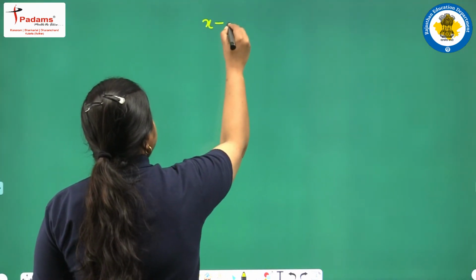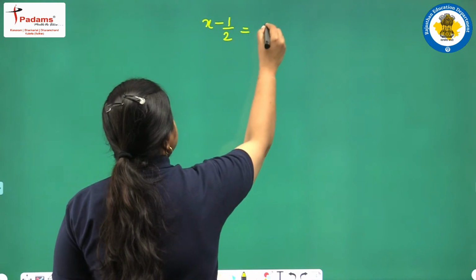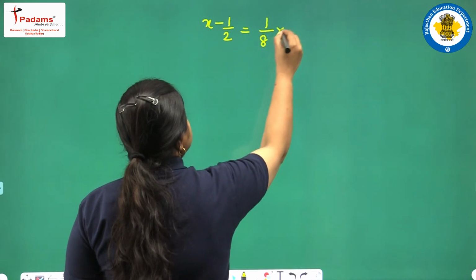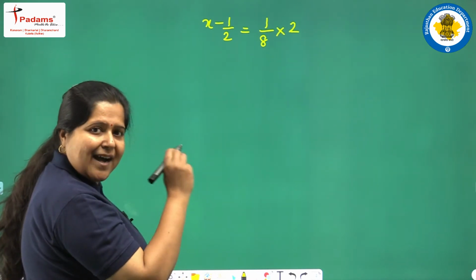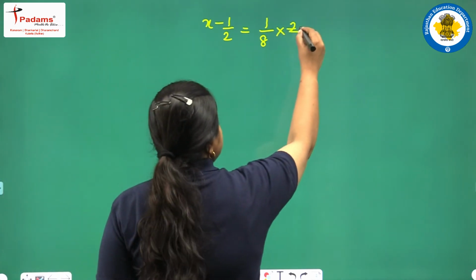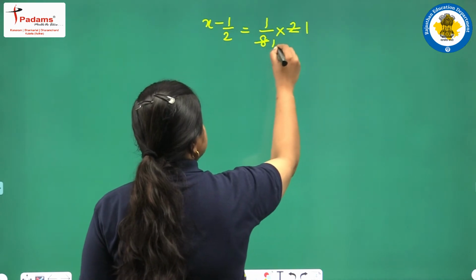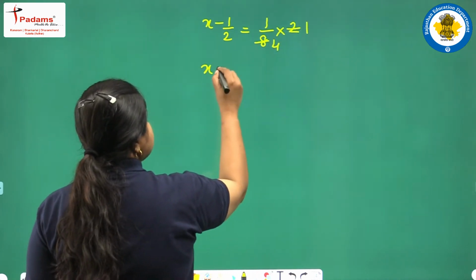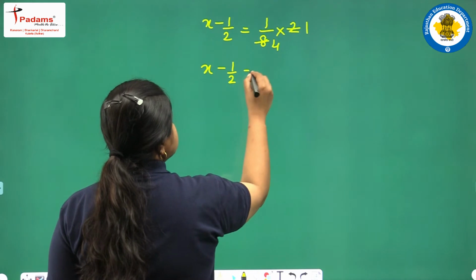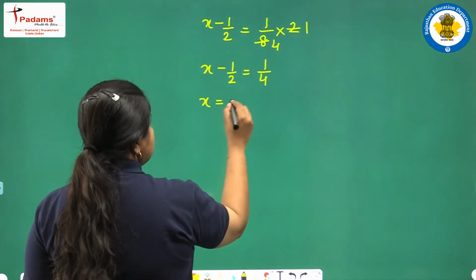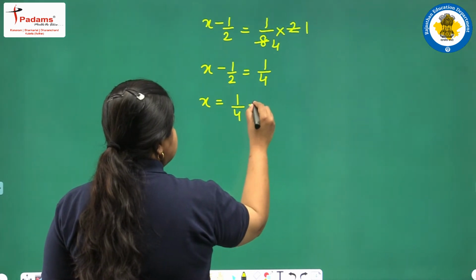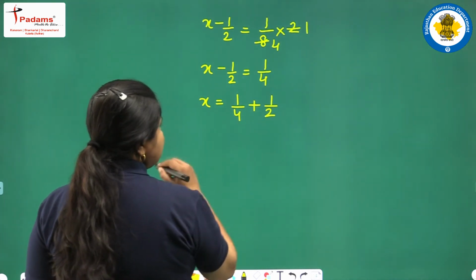x minus half will be equal to 1 by 8 into 2. Now this 2 has come up in multiplication in the RHS. Simply cancel it. 2 ones are 2, 2 fours are 8. x minus 1 by 2 gives 1 upon 4. 1 by 2 will be transferred to the RHS. It will become plus 1 by 2.